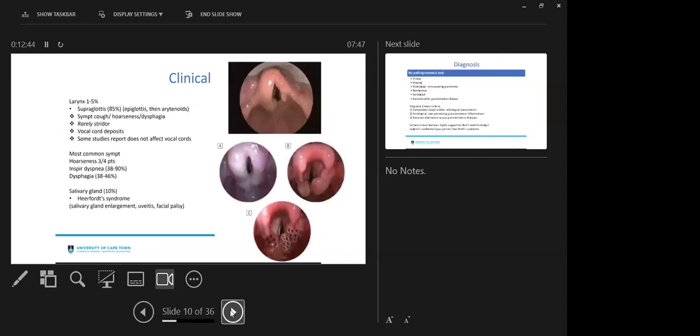When we look at laryngeal sarcoid, by far the most common site is your supraglottis, around 85%, primarily your epiglottis, followed by your arytenoids. Patients in this group could develop symptoms such as cough, hoarseness or dysphagia.